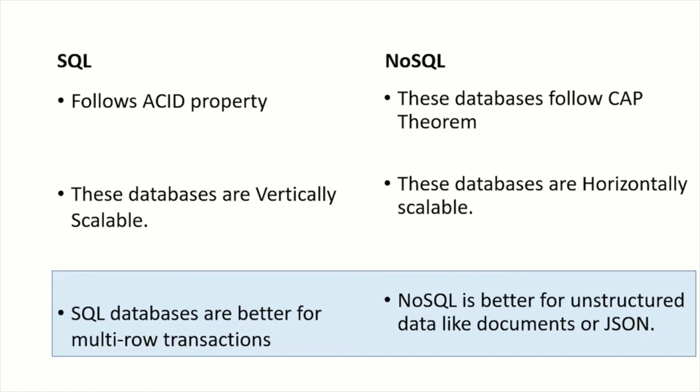SQL databases are better for multi-row transactions where you will be having rows and columns and each row will be representing a particular resource. Whereas in NoSQL you don't have those type of things. Instead you will be having unstructured data where each resource can be having different types of fields or different number of fields.